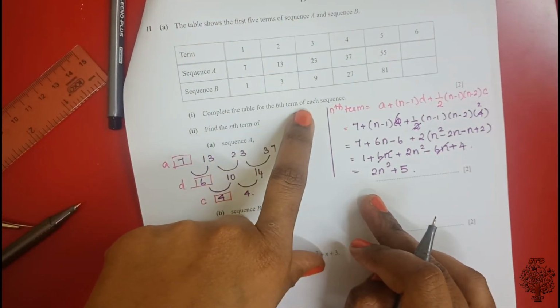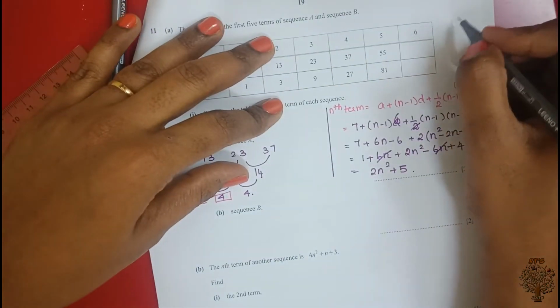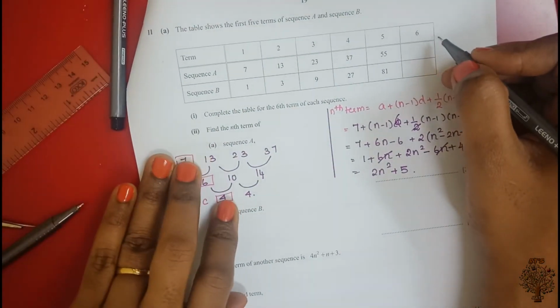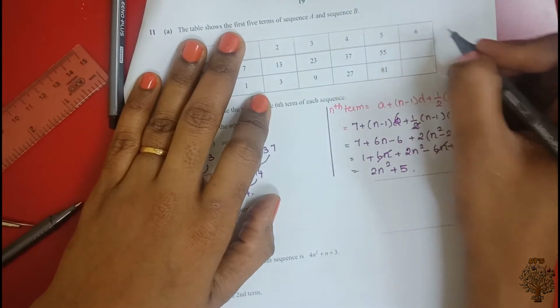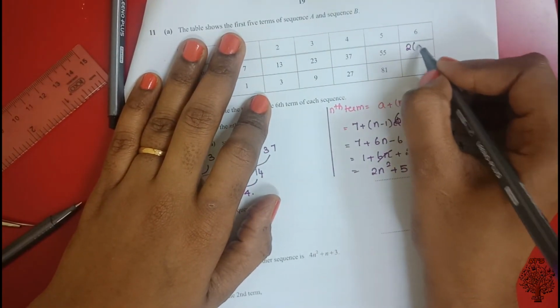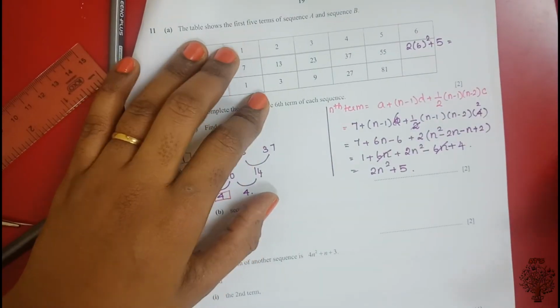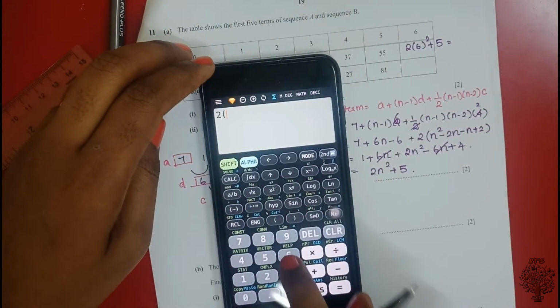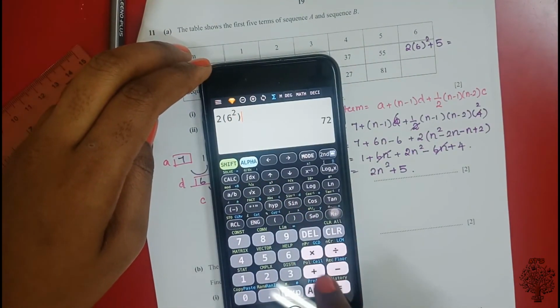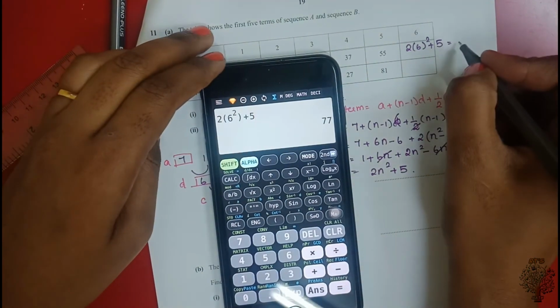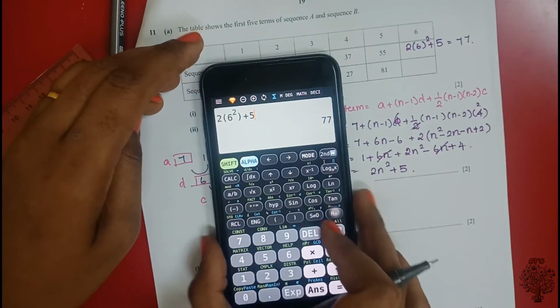Now I need sixth term. Simple. In the sixth term, put n is equal to 6 and get the value. So I'm just substituting 2 multiplied with 6 square plus 5. I'll take the calculator. 2 multiplied with 6 square plus 5. That gives us 77.